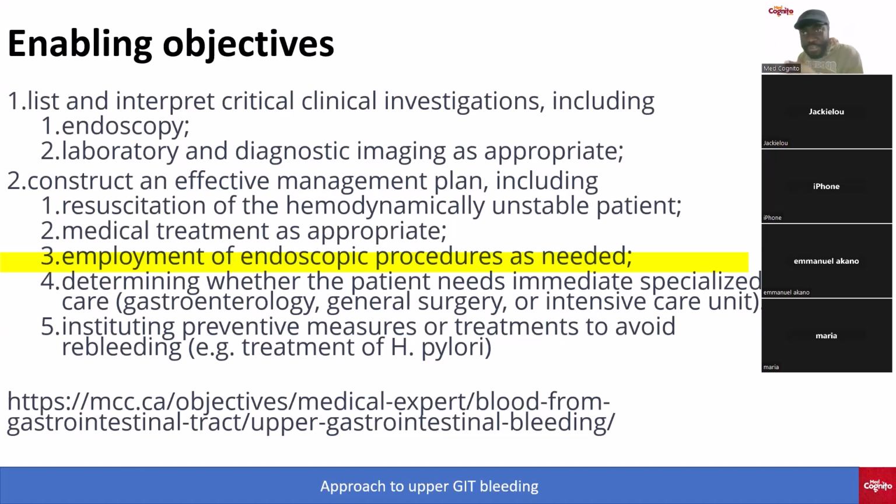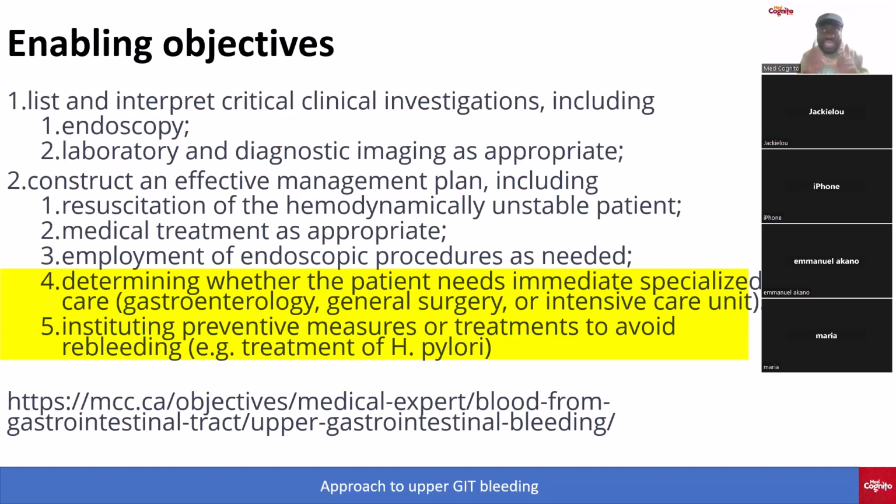Based on the various clinical presentations the patient will come to the emergency room or the clinic with, determining whether the patient needs immediate specialist care like gastroenterology, like general surgery, like intensive care unit, and instituting preventive measures or treatments to avoid rebleeding. So what can you do to prevent rebleeding in a patient with variceal bleed? What can you do to prevent rebleeding in a patient with portal hypertension? What can you do to prevent rebleeding in a patient with peptic ulcer disease?